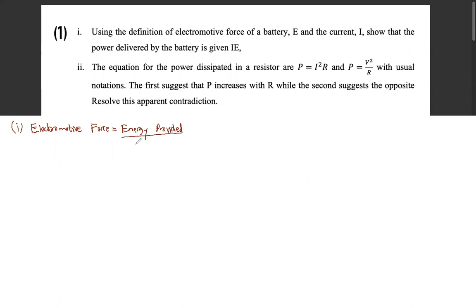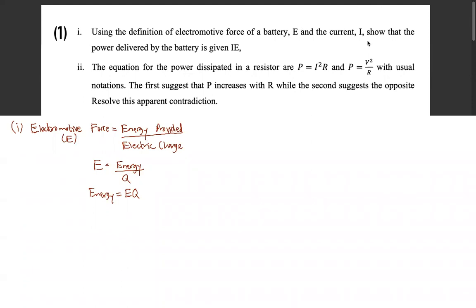So energy over electric charge. That is the definition for electromotive force. So if I put that into symbolic form, E equals energy over charge. I'll just say energy because if I put E for both, it will be confusing. Over charge, we'll put Q. So energy is equal to EQ. Don't get the wrong idea. E is for electromotive force, not for energy here.